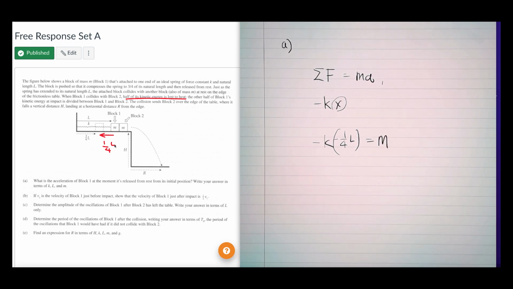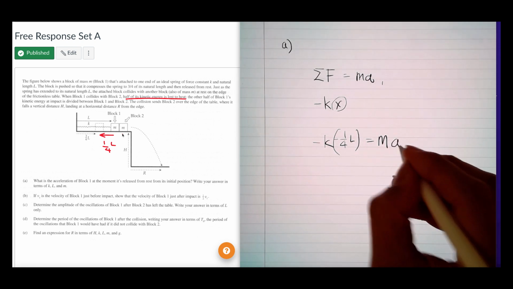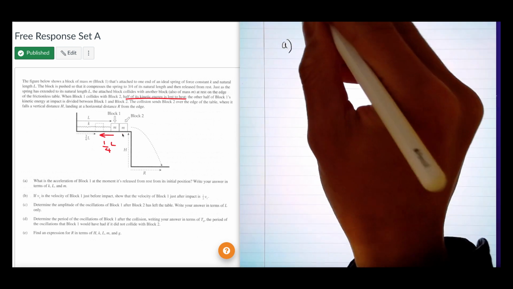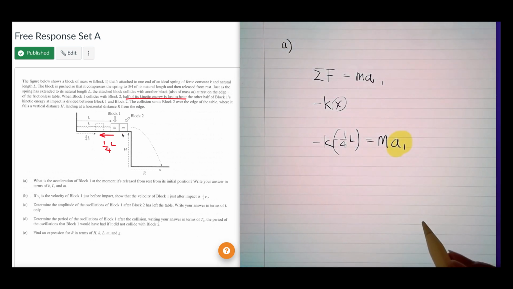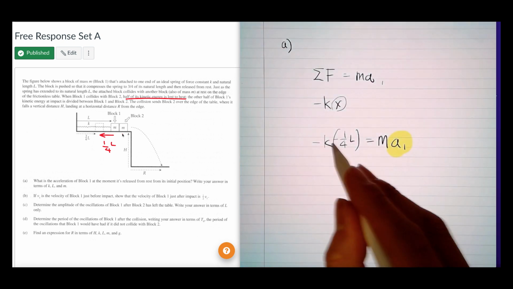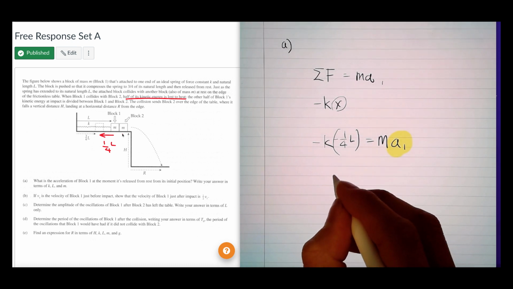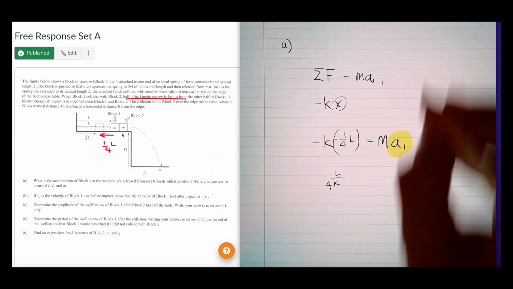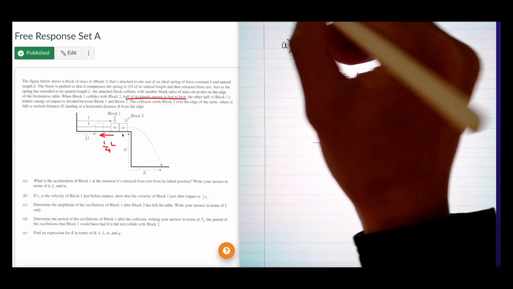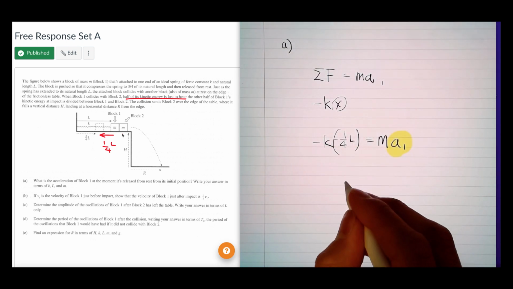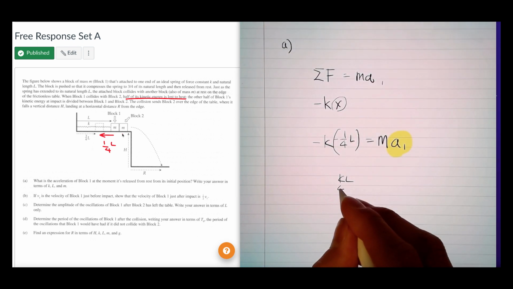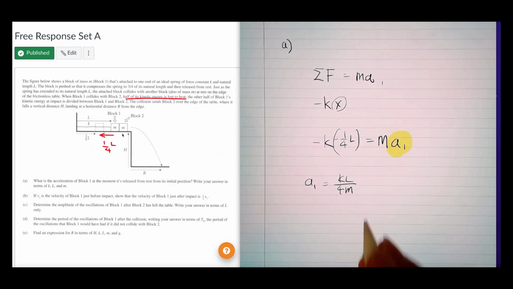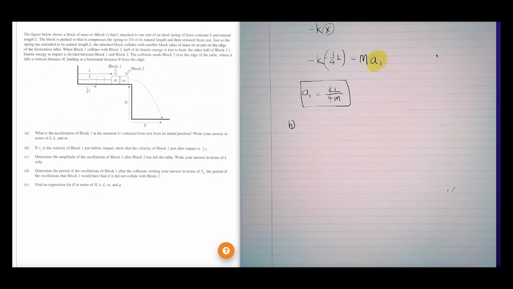Mass M, both blocks have the same mass, and the acceleration is what we're looking for. So that's our goal. Notice how the negatives multiply and become positive. And then we can divide it by L. Oops, I put the K in the wrong place. So K times L on the top, and on the bottom you have 4M. And that's your answer.